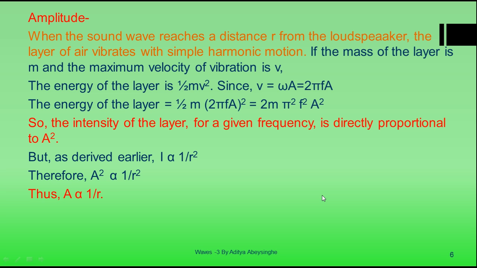So the intensity is directly proportional to a squared, and also you derived earlier that intensity is inversely proportional to the square of the radius between these two objects, and from these relationships you can say that the amplitude squared is inversely proportional to the radius squared. So finally amplitude is inversely proportional to r.